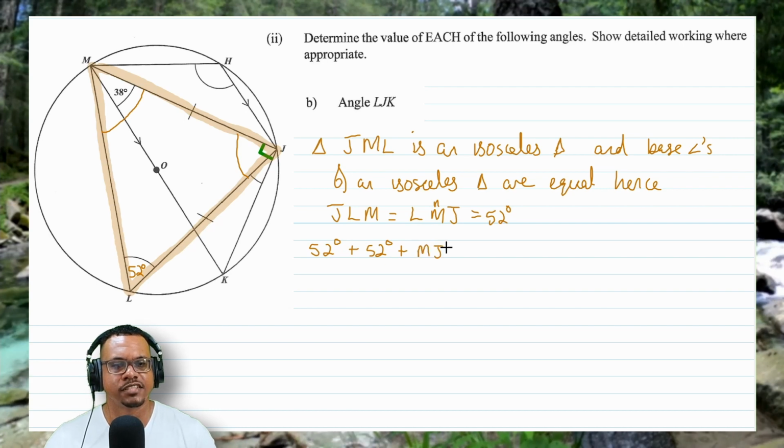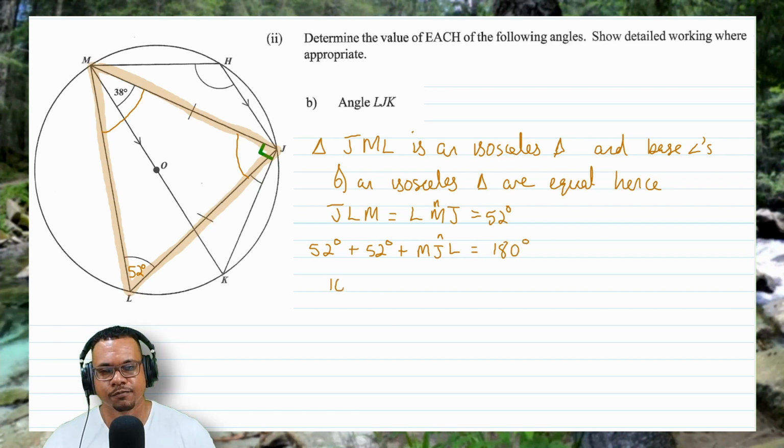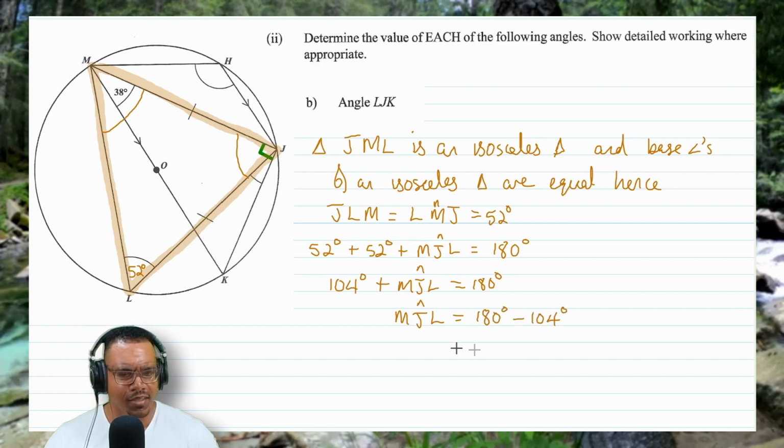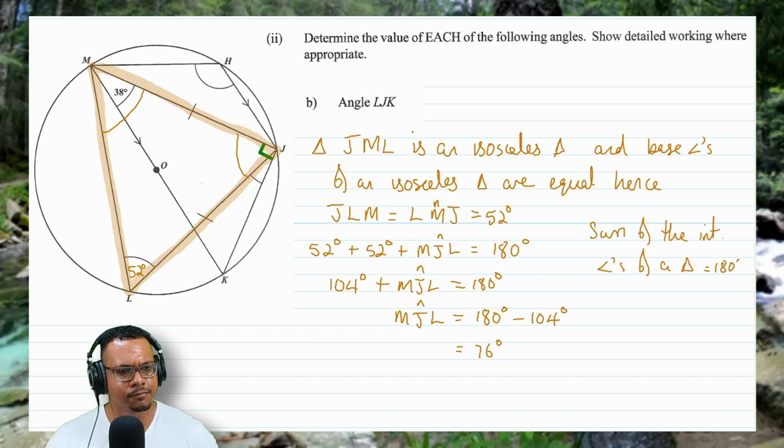So that's angle MGL is equal to 180 degrees. So 52 plus 52 is 104. So that's 104 degrees plus MGL is equal to 180 degrees. So angle MGL is equal to 180 take away 104. And that's equal to 76 degrees. And of course, the reason for this here is the sum of the interior angles of a triangle is equal to 180 degrees.